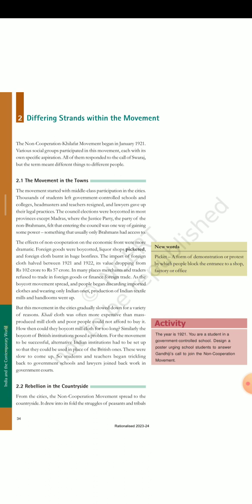Two differing strands within the movement. The non-cooperation Khilafat movement began in January 1921. Various social groups participated in this movement, each with its own specific aspiration. All of them responded to the call of Swaraj, but the term meant different things to different people.